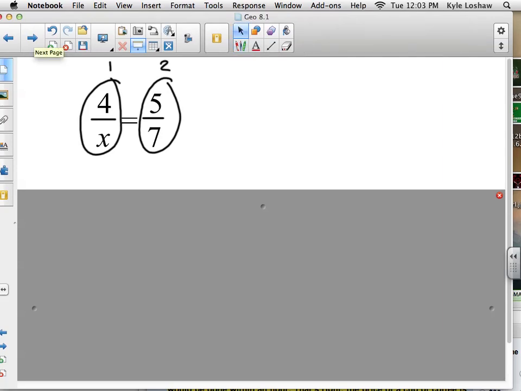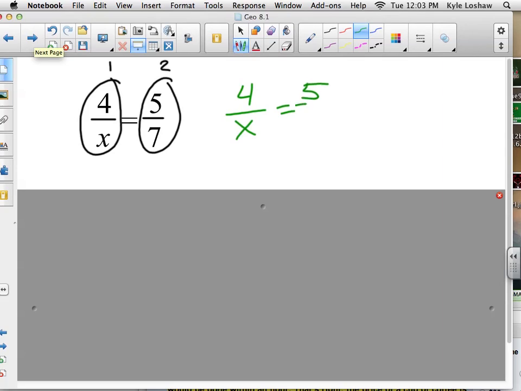And you're thinking to yourself, what in the world do I do? It's a really great question, and I'm going to answer it right now. We are going to take the cross product, better known as cross multiplication. We take our top number here and multiply it by our bottom number here, and the same thing on the other side. It makes a big X, and that X always represents multiplication. So 4 times 7 gives us 28.